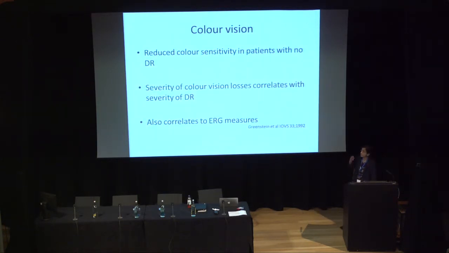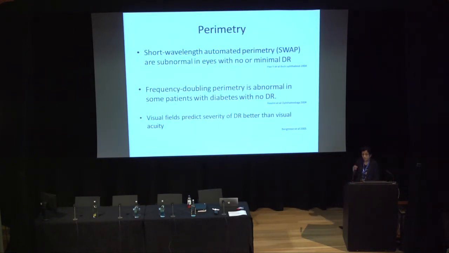Again, we have reports of color vision being affected in patients with no diabetic retinopathy, and again it correlates with severity of diabetic retinopathy. And it also correlates with electrophysiological measures, suggesting that there is a neuronal dysfunction of the retina before the onset of microvascular changes. Perimetry visual field tests also show cone abnormalities far before the onset of diabetic retinopathy.